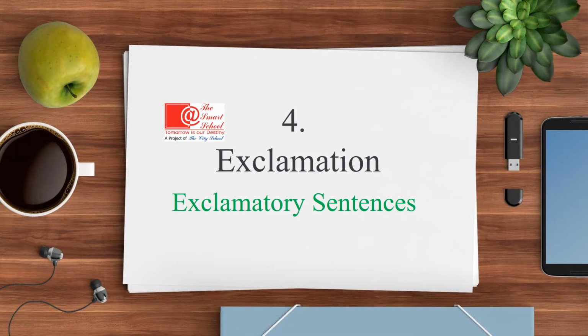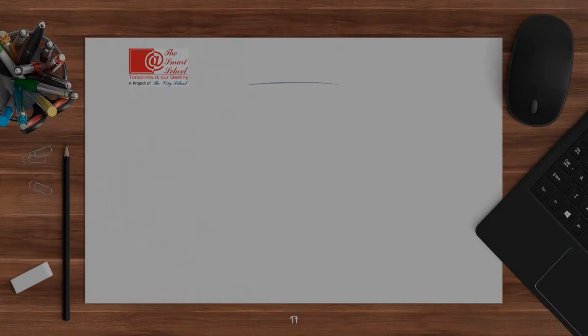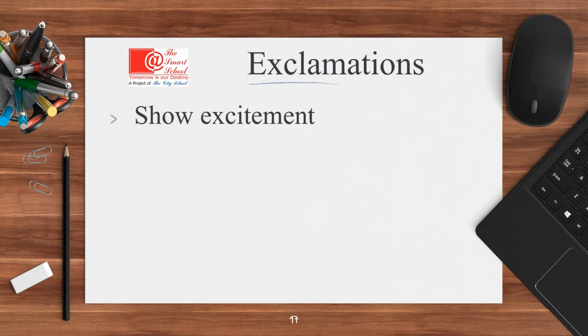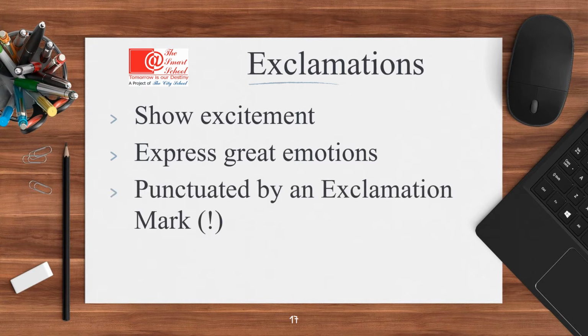Now, after all these three types, the last type is the most important one. It's exclamation. These are also called exclamatory sentences. Now let's see why they are so interesting. Exclamations actually show excitement. They show great emotions and feelings of the person, and they're always punctuated by an exclamation mark.